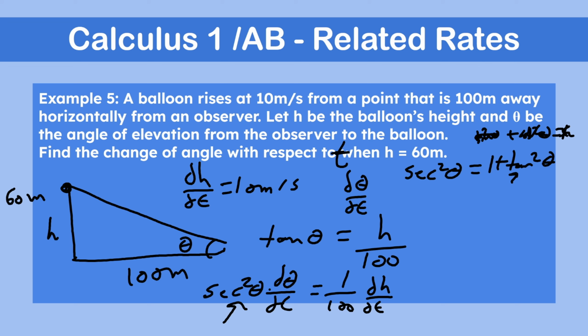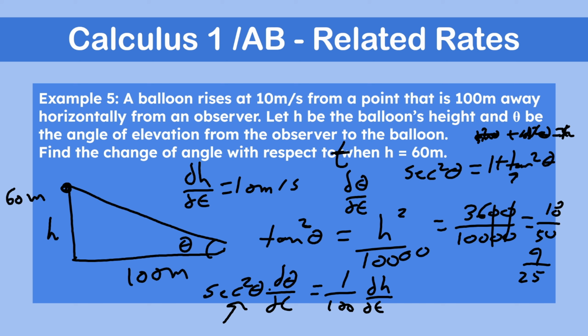So tangent theta is h over 100. So if we were to square that, we just get h squared over 10,000. So we're going to get 3,600 over 10,000. This cancels out. Now we have 36 over 100, which is 18 over 50, 9 over 25. And since we're looking for secant squared theta, we're going to add a 1 to it. So it's going to be 9 plus 25 over 25, which is 34 over 25.